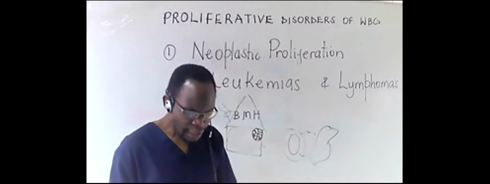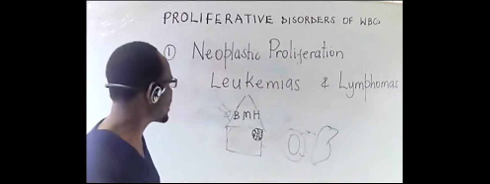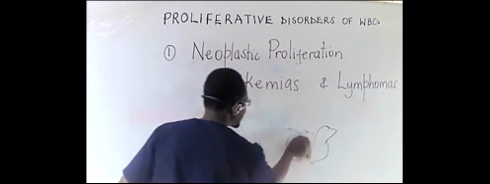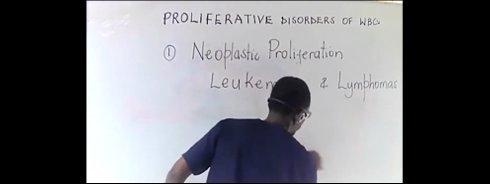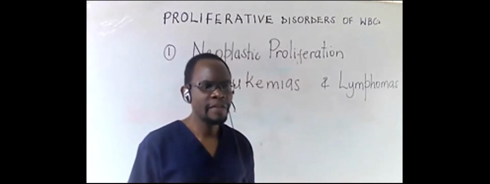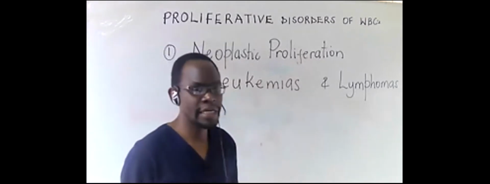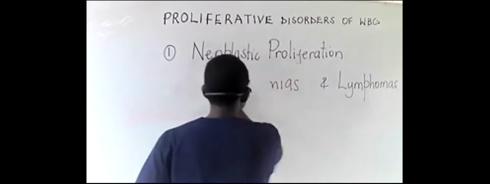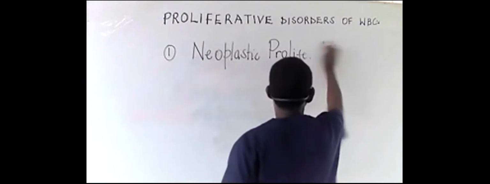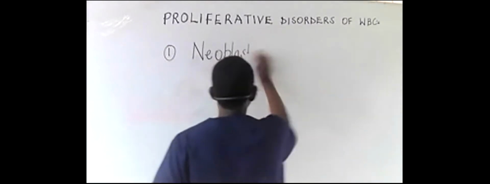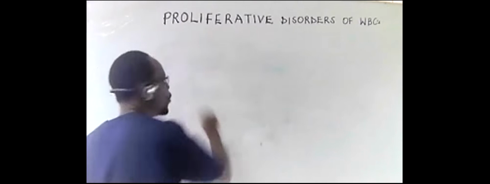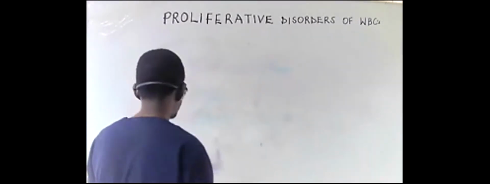Maybe the other thing I should explain before we go into the presentation of leukemia and lymphomas is the fact that, depending on where the arrest of differentiation has been, you tend to have either acute or chronic. All right, so let me just demonstrate that here.